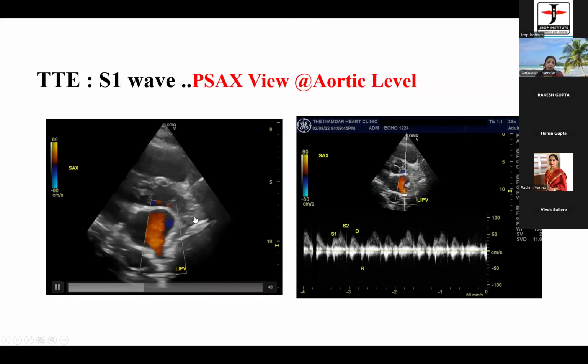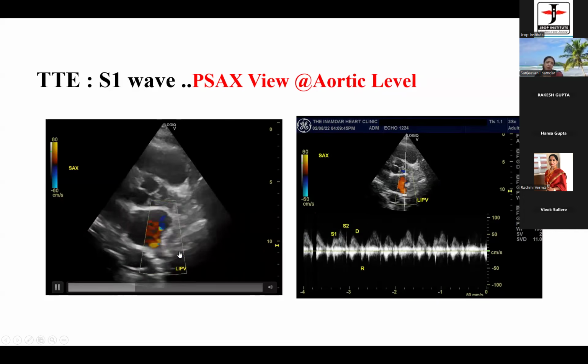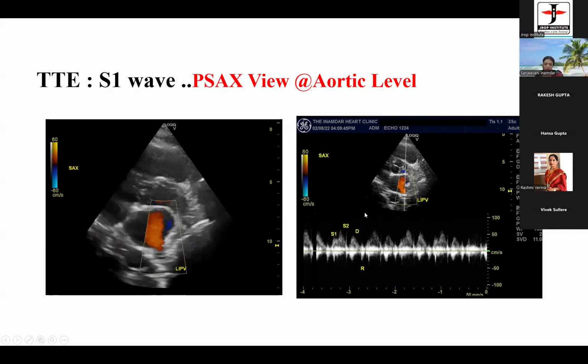I was very lucky, and I'm very grateful to Dr. Rakesh Gupta, that he has taught us this so beautifully that I'm obsessed with echo. This is the P-sax view at the aortic valve, a little off-centric, but I got this left inferior pulmonary vein so beautifully, with even S1 in transthoracic, which many times is very difficult.